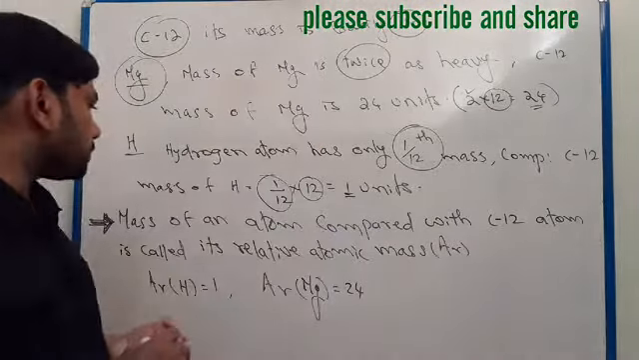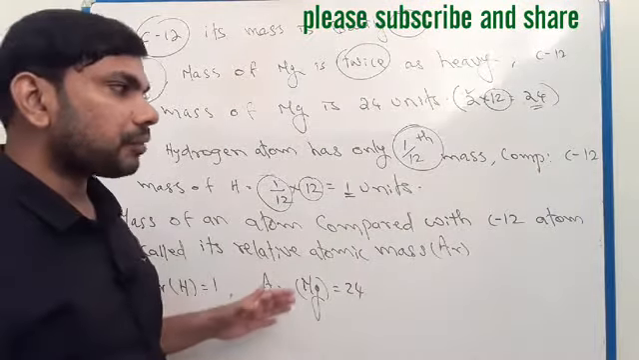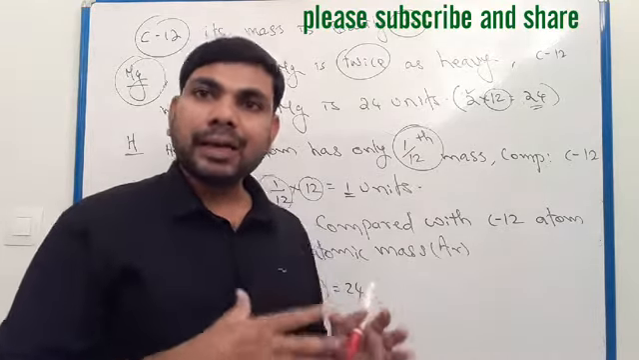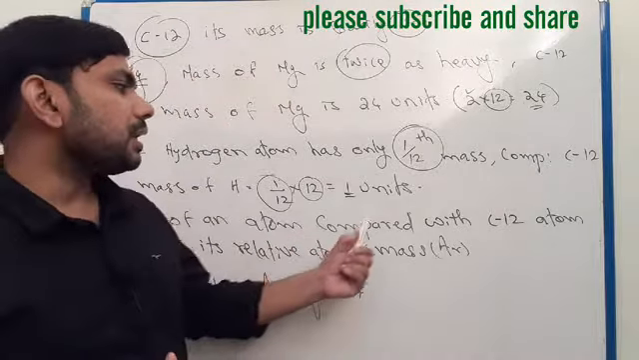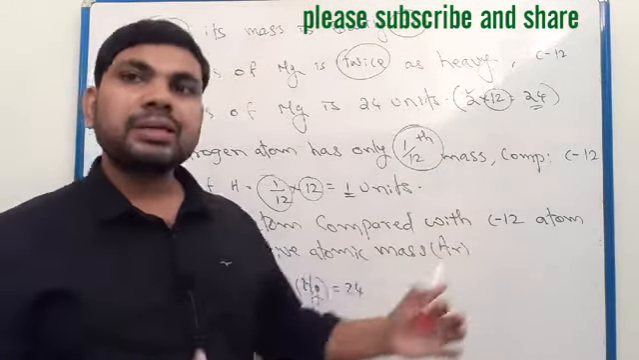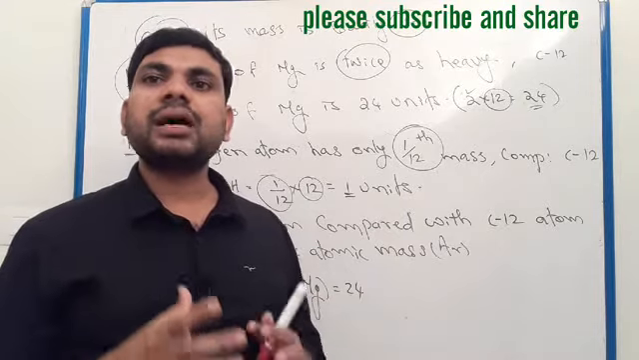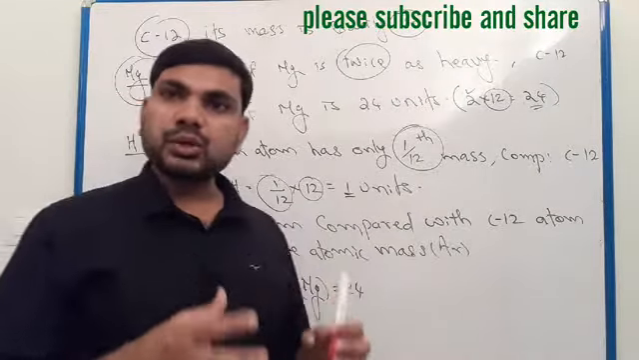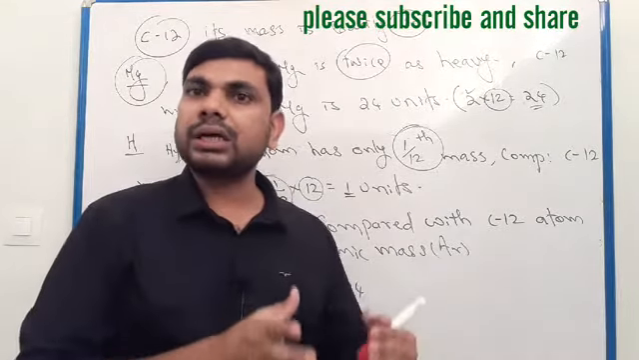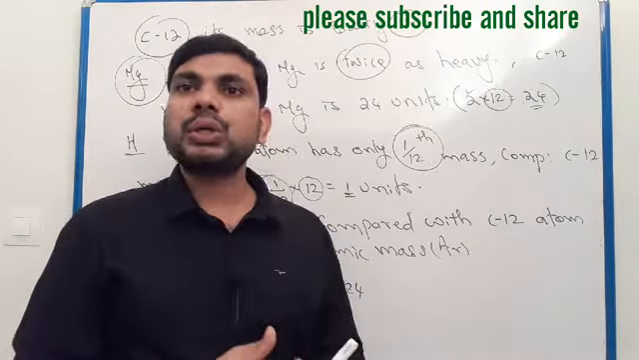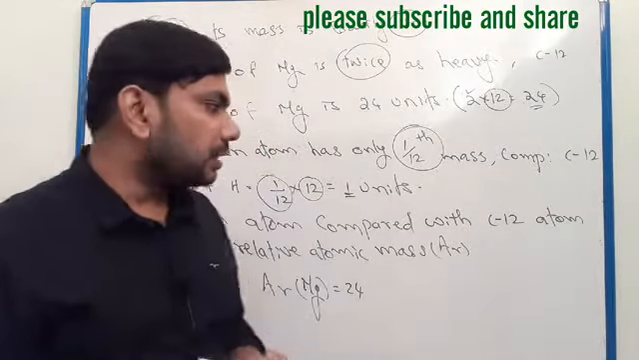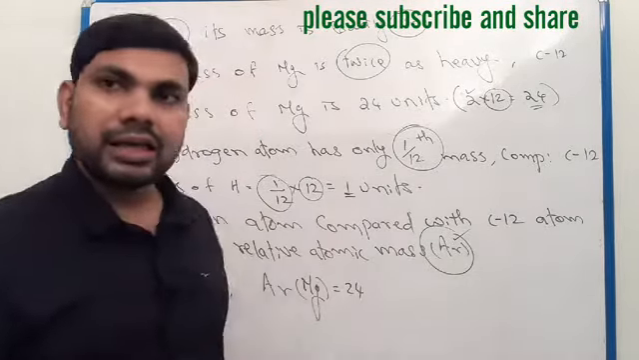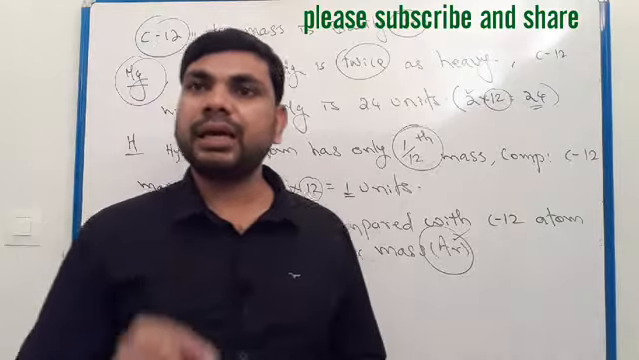This type of mass is called relative atomic mass. Relative atomic mass means the mass of an atom compared with carbon 12. So here we calculated the mass of different atoms by comparing with carbon 12. Relative atomic mass is represented by Ar.